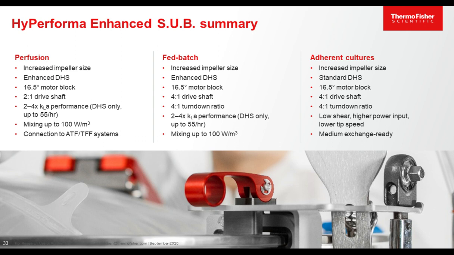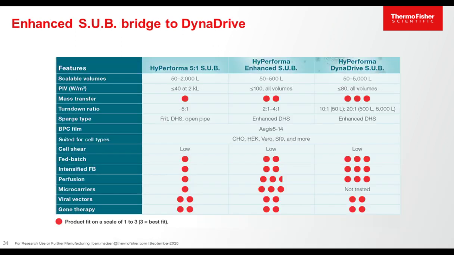So to sum up, we've shown improvements in mixing and up to 3 to 4 times improvement in mass transfer for our perfusion and fed batch variants of the enhanced sub. And each sub achieved these goals with slightly different design enhancements specific to each process. Our microcarrier variant implemented similar design improvements to our fed batch sub in order to achieve the lower shear and lower tip speed, but higher power input for higher concentration microcarrier applications.